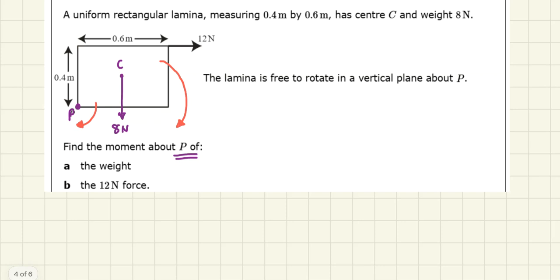All right, so let's find the moment about P of the weight. What is that moment? So again, a moment is force times distance. So the force is 8 newtons. What's the distance? Pythagoras.